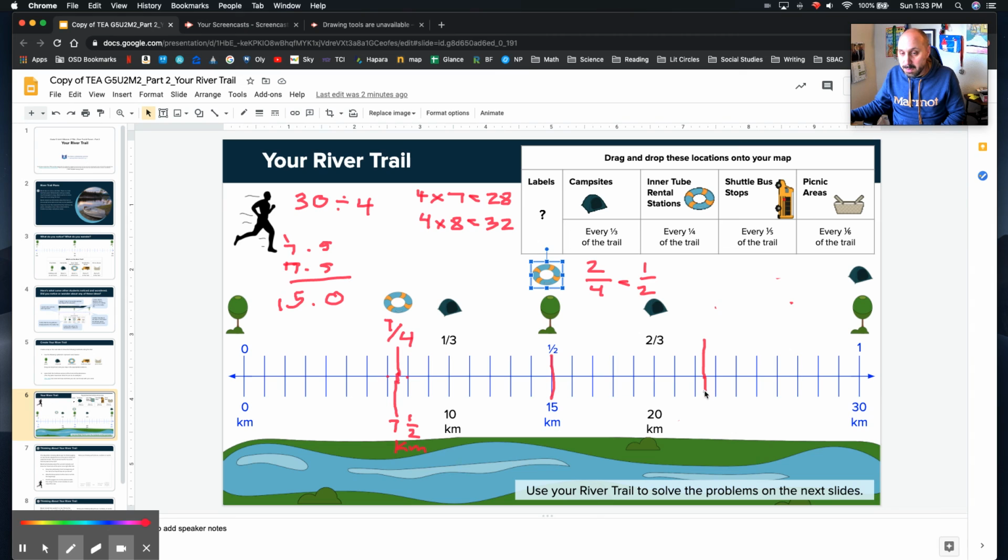Okay. So right between 22 and 23 is 22 and a half. So I'm going to write 22 and a half kilometers. Okay. And there we go again. It's going crazy again. And this would be what? This is 1/4, 2/4, 3/4. Okay. 3/4. So I'm going to clean this up, but I wanted to show you how that would work with the river inner tube rental stations.